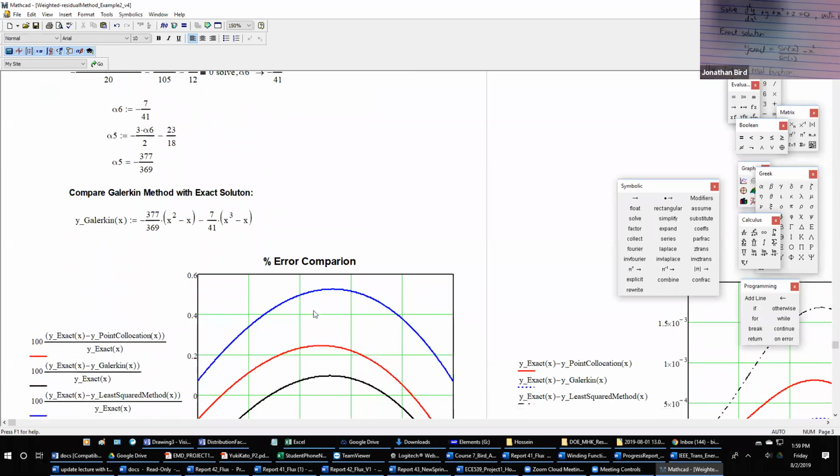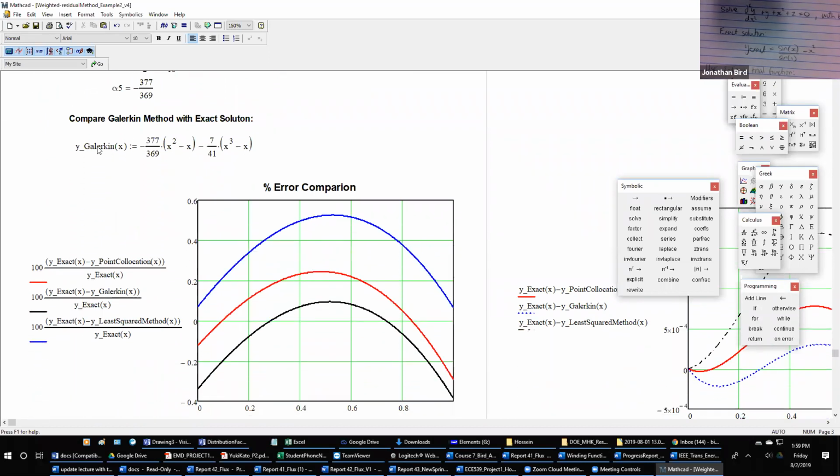And then we substitute in. This is the trial function. Compare the solution based on the Galerkin method function with the other two. And so comparing with the exact. And this is what we get.